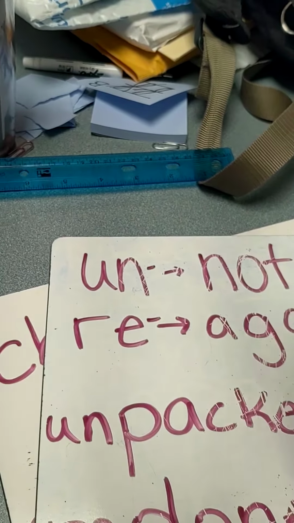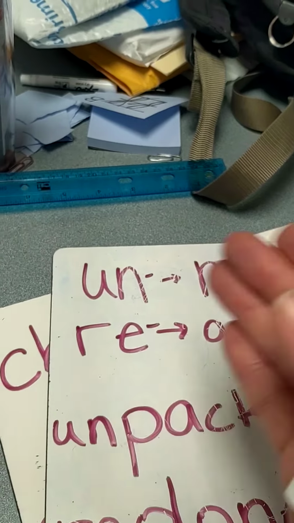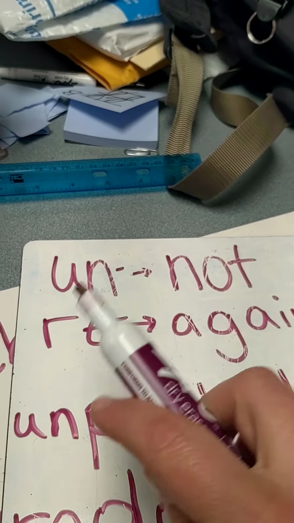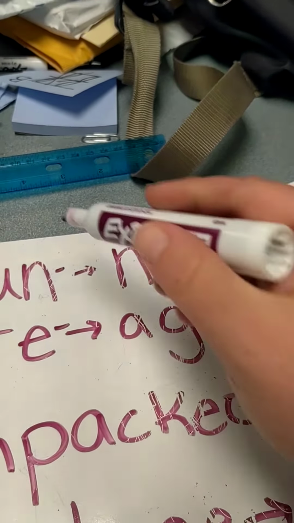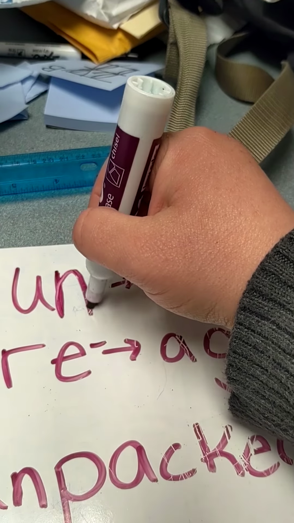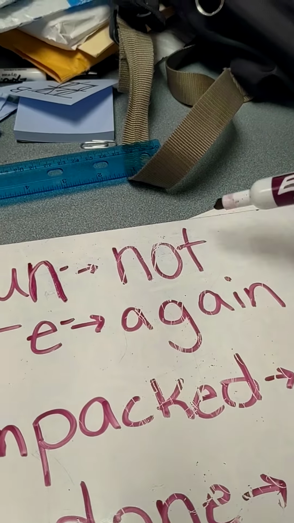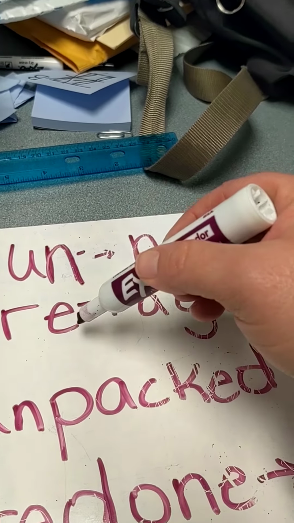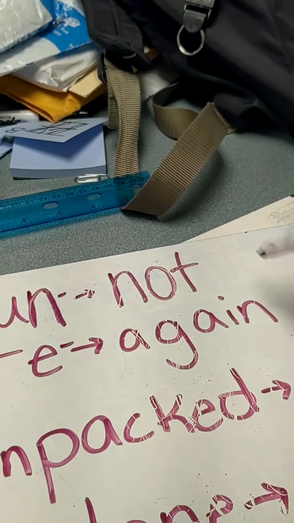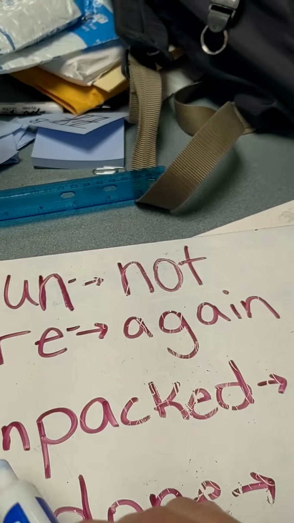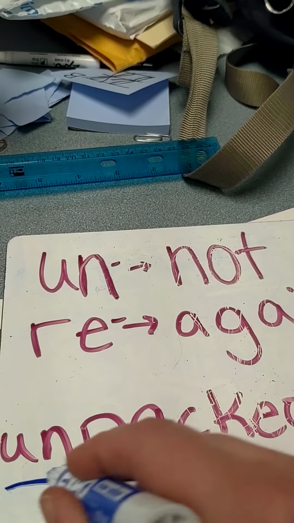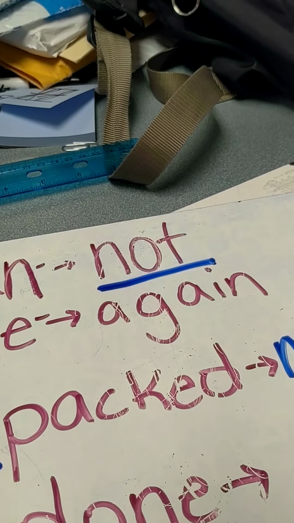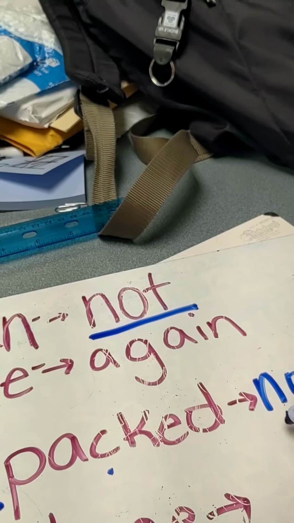So think about a preview. When you go to a movie, you see previews. That's usually before the movie. So this goes before the word. So these are prefixes, so they go in front of the word. Now, when you see a prefix that's un, it's going to mean not. When you see a prefix that's re, it's going to mean again. So when we have a word like unpacked, that un is going to be not, so it's going to be not the root word packed.